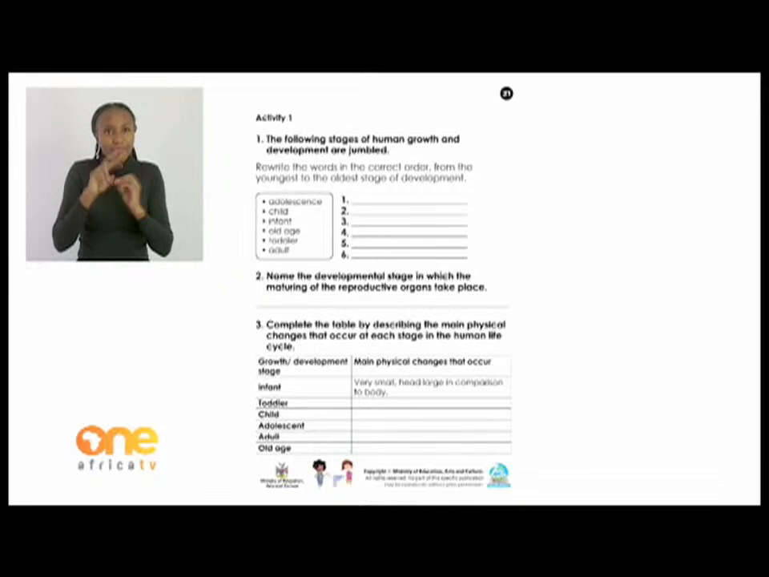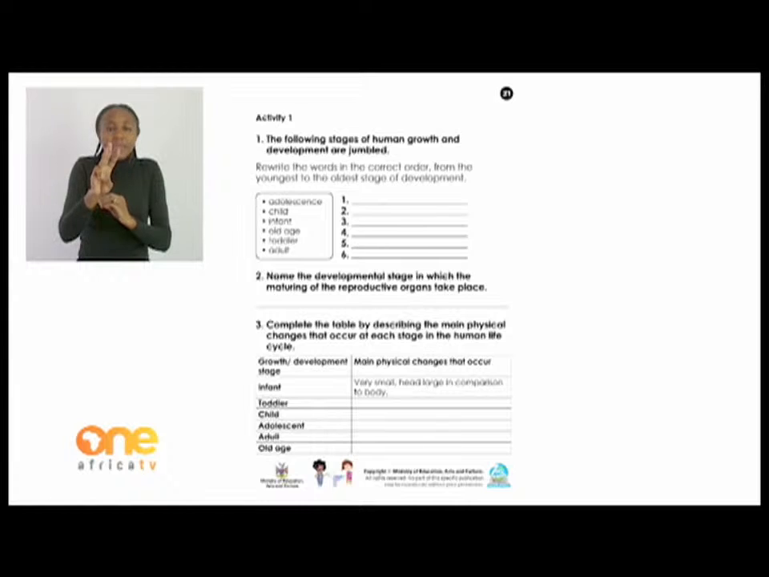Question 2. Name the developmental stage in which the maturing of the reproductive organs takes place. We are saying that the maturing of organs, reproductive organs specifically, takes place in one of the stages. Which one is it? You write it down there. Question 3.